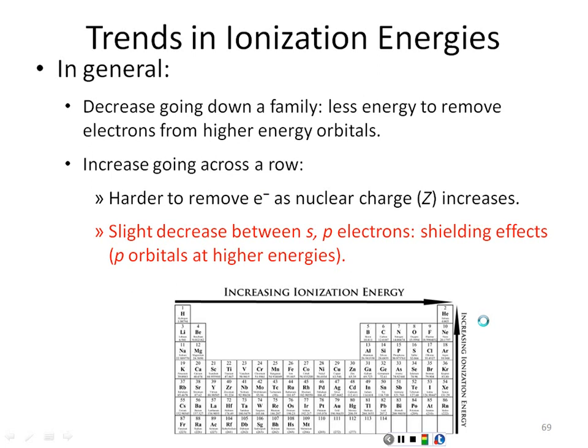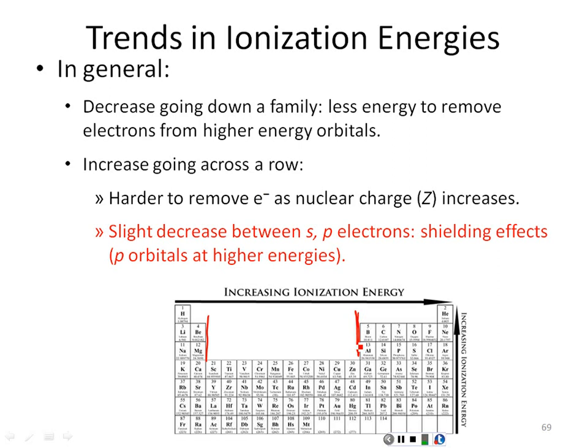And I should note that there are some important exceptions to this trend. Unlike atomic size, there's a slight decrease between s and p electrons. So between the s and p, and that is due to shielding effects. And we'll talk about a couple examples of these in a second.